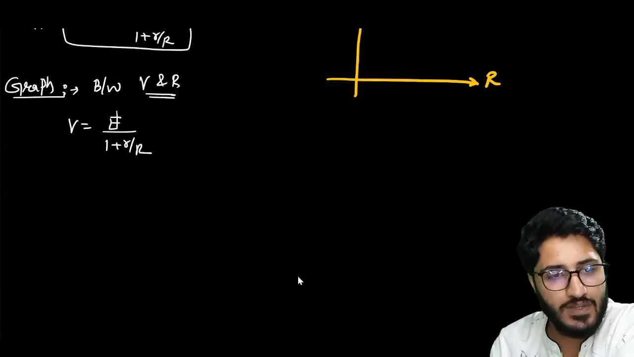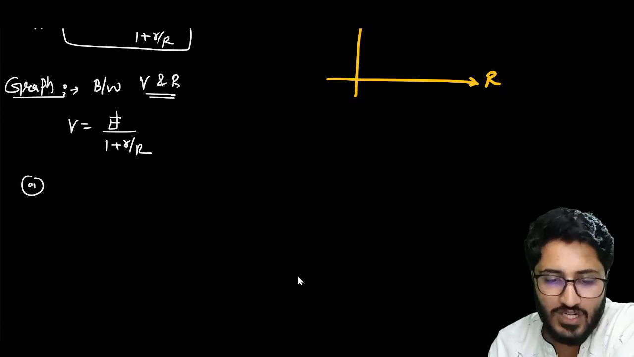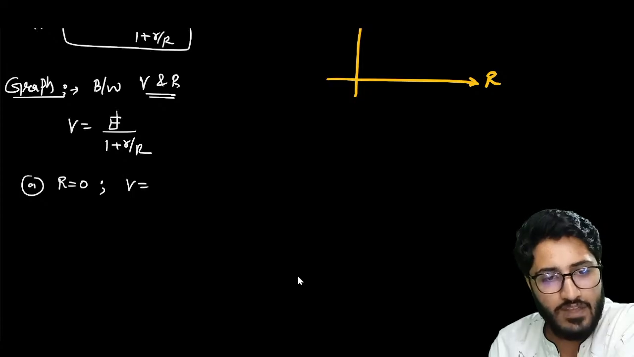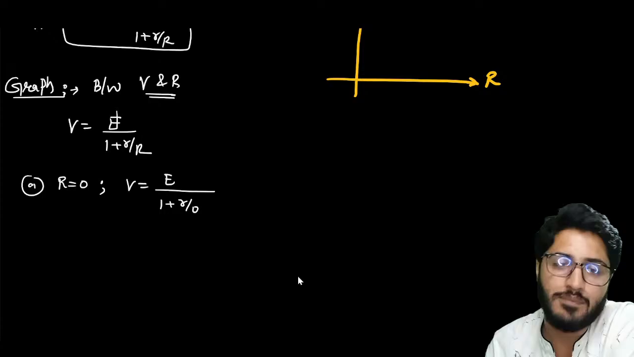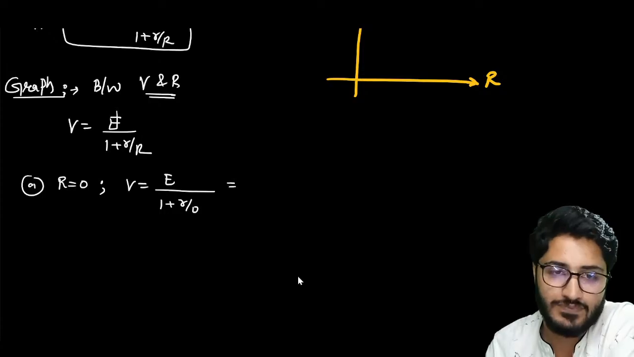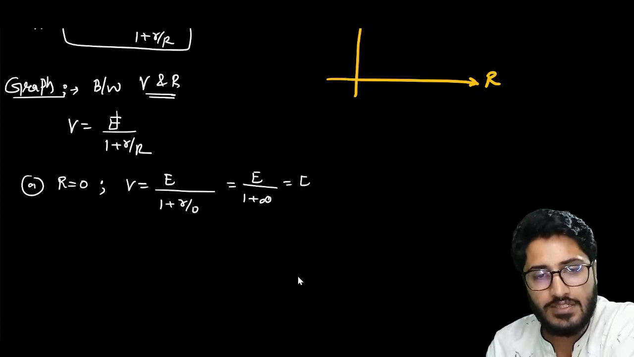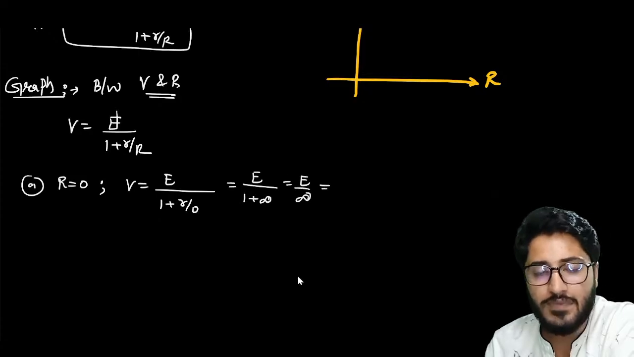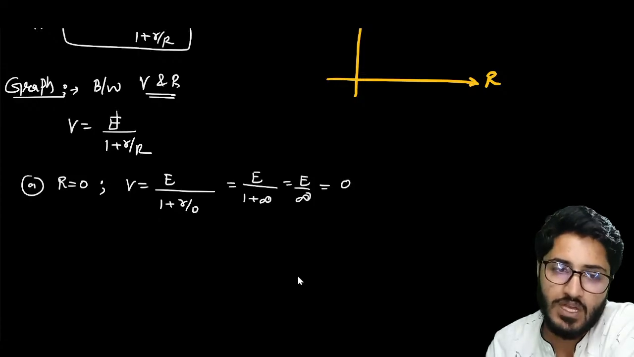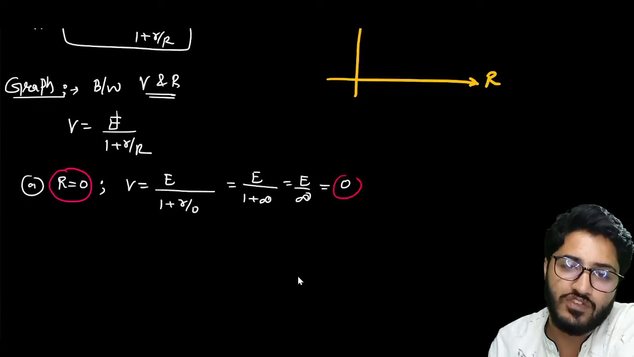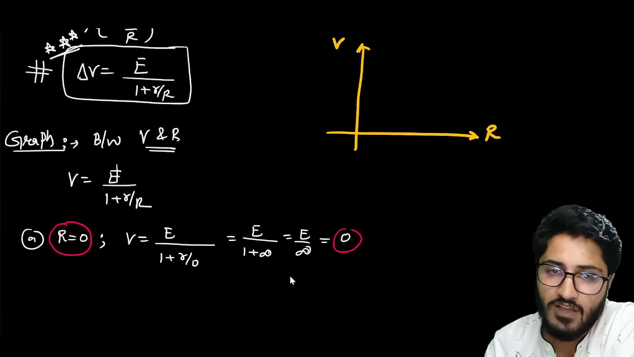Initially, case A, if my resistance is 0, what will happen? V equals E divided by 1 plus r by 0. Something by 0 is infinite, so E divided by 1 plus infinite, which is E divided by infinite. Something by infinite is 0. It indicates that when R is 0, V is 0. That is this point.